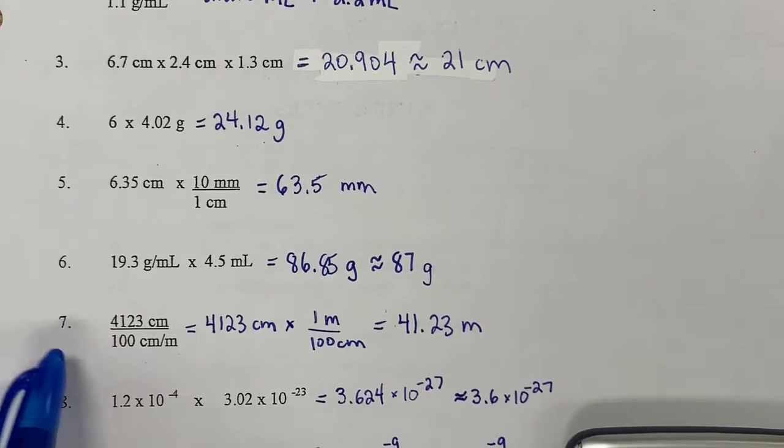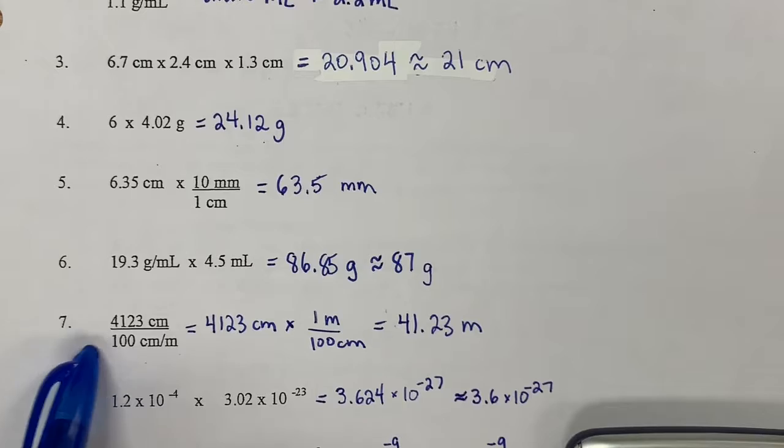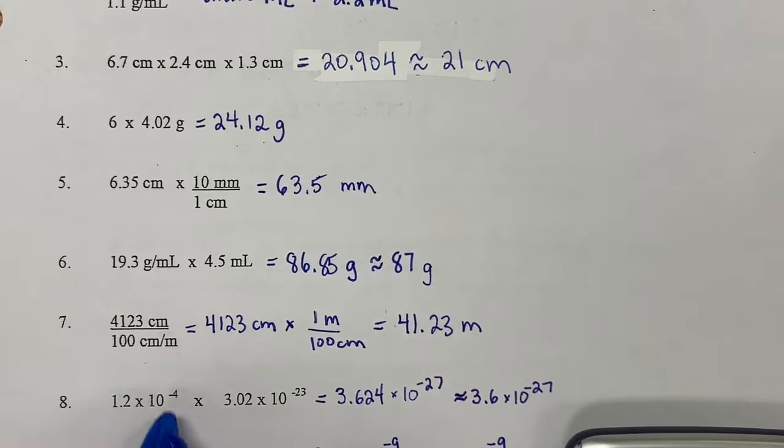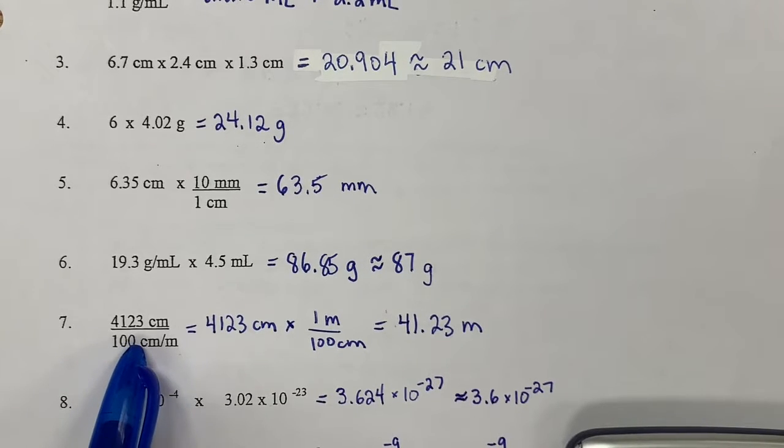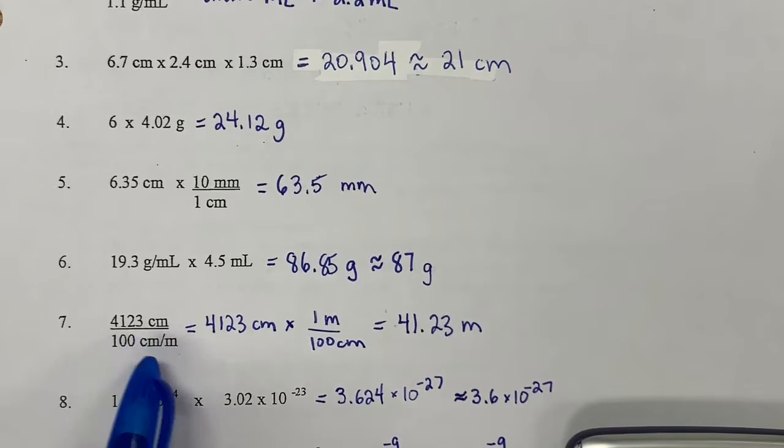Here in number 7, we have a unit conversion. It's not written quite like the other ones here, but it's still going from centimeters to meters. So I just retain the same number of significant digits as the original. So here I have 4, I keep it with 4.